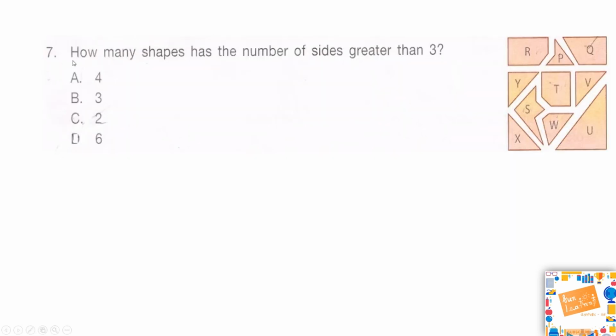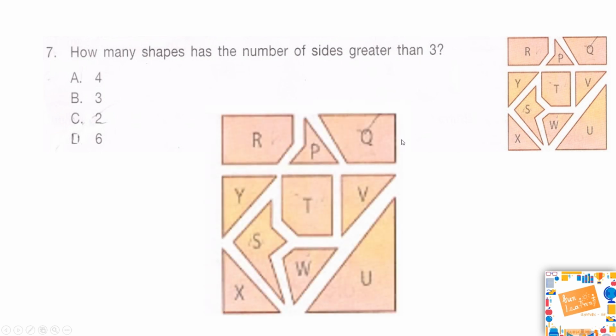Next question. How many shapes have the number of sides greater than 3? This is our image. We need to choose the number of shapes that have sides greater than 3. Is it option A 4, option B 3, option C 2 or option D 6? Your time starts now.